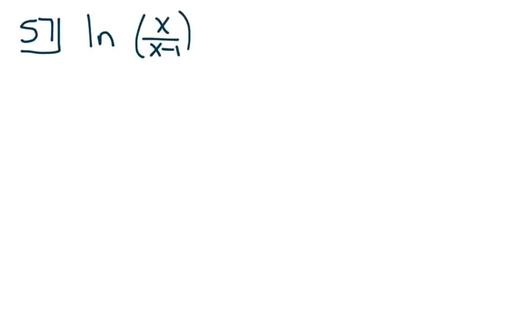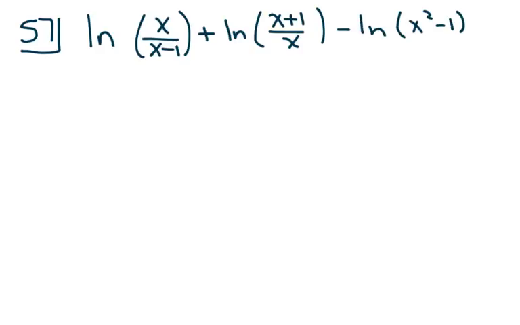Okay, the next one is 57. Let's see what 57 is. 57 is a little more complicated. The ones where you have to condense are a little harder to me than the expanding ones. This is natural log of x over x minus 1 plus natural log of x plus 1 over x minus natural log of x squared minus 1.